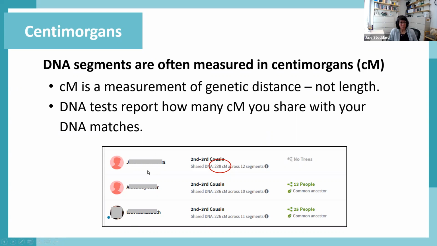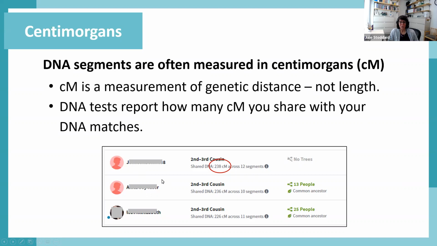So unless I have written permission from somebody, I'm not going to show you their names or pictures. But you get the idea that this is my husband's test kit, and here are some of his DNA matches. This one that starts with a J, he shares 238 centimorgans, and that's across 12 different segments. Because they're second and third cousins, they share multiple segments.